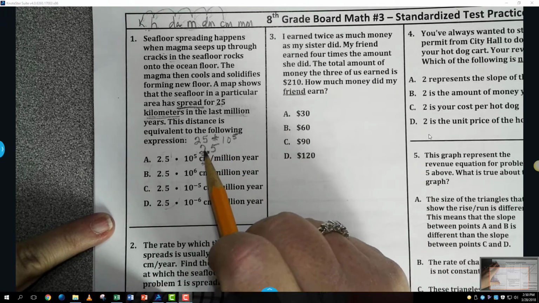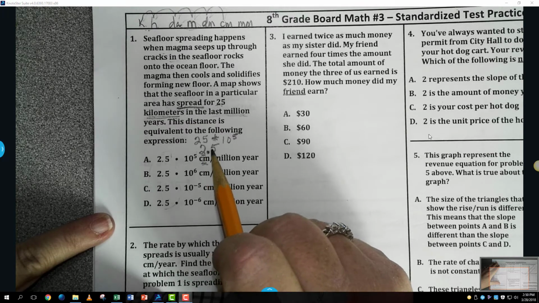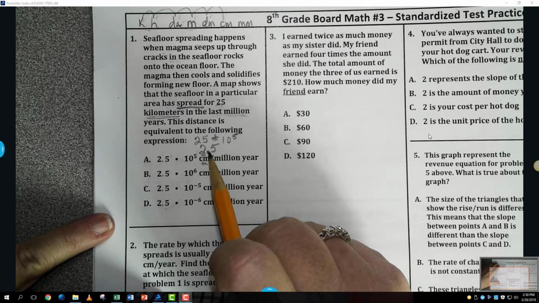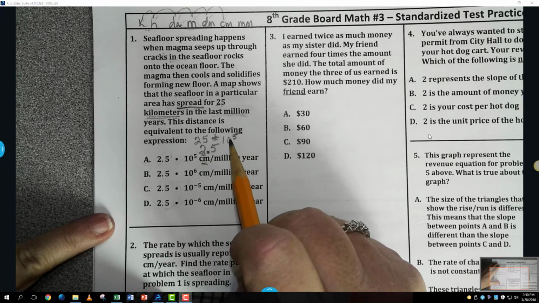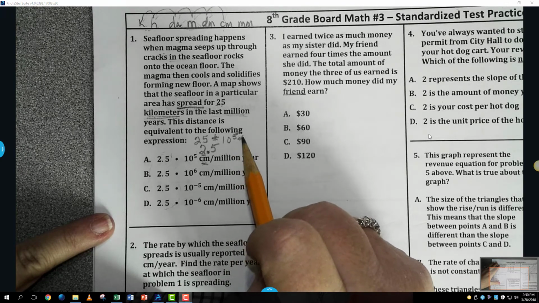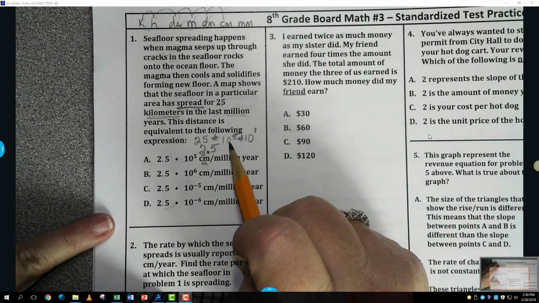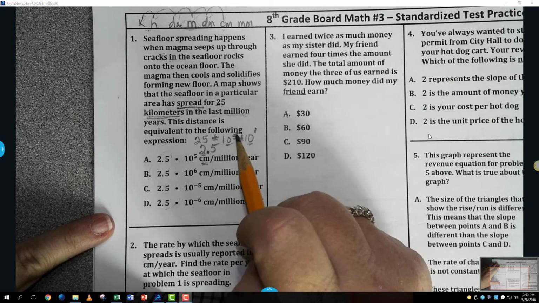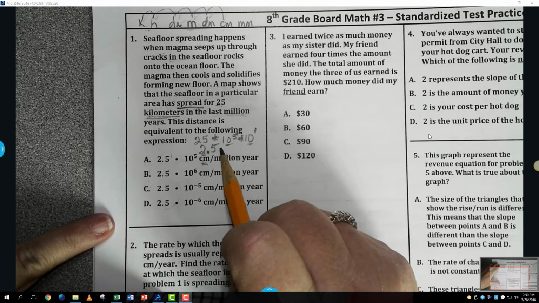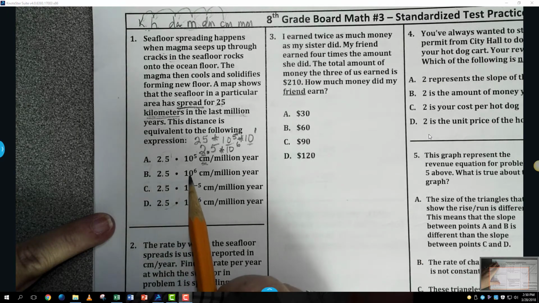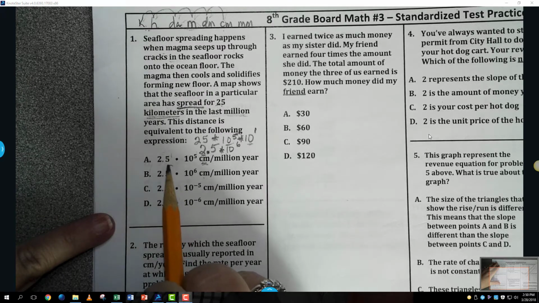I made this number smaller by dividing it by 10, right? To move it one place, I divided by 10, which means this has to increase by 10 to the 1st. We just learned if you have the same base and they're being multiplied, add the exponents. So 2.5 times 10 to the 6 centimeters for every million years.